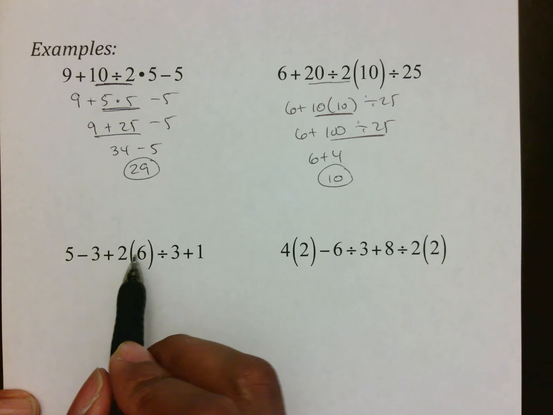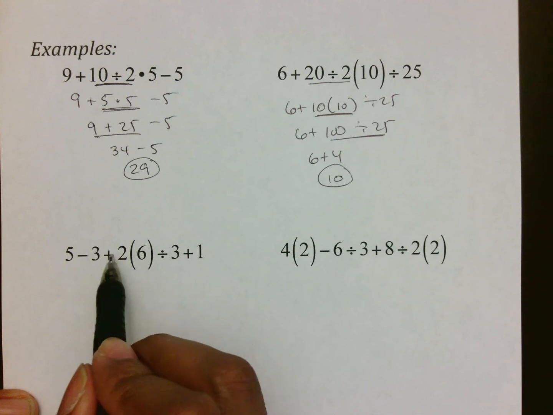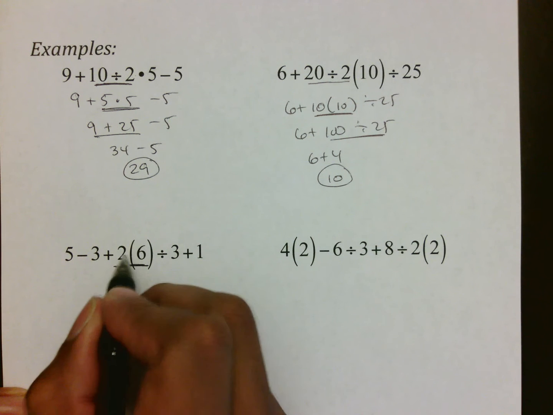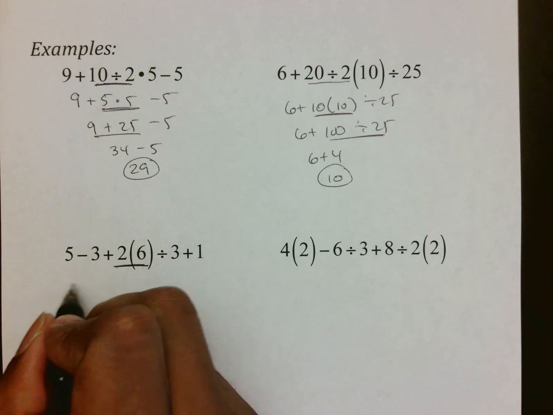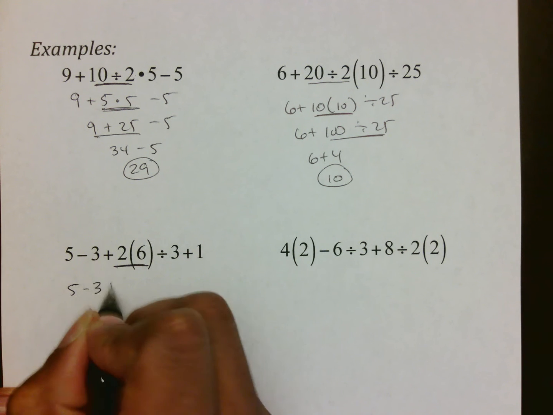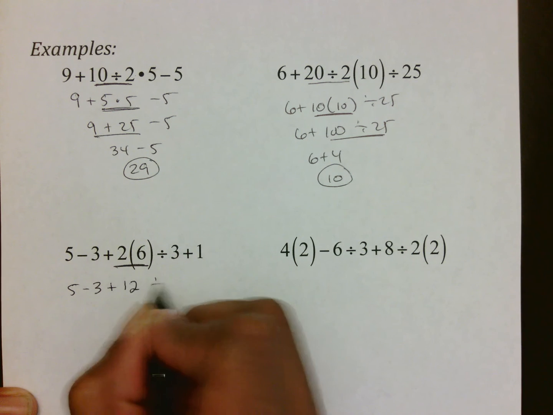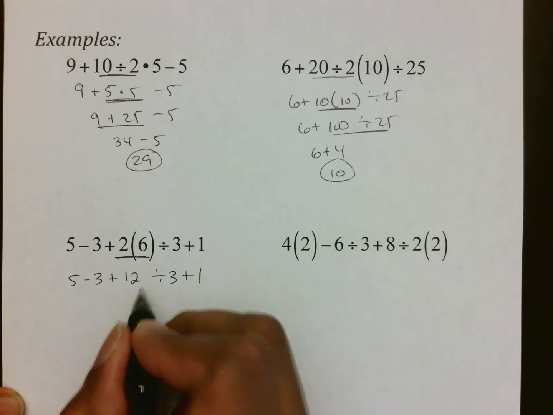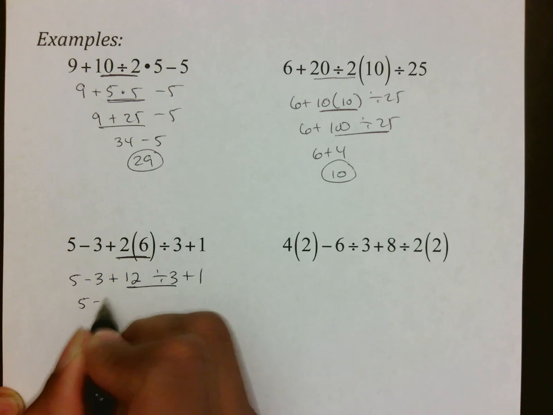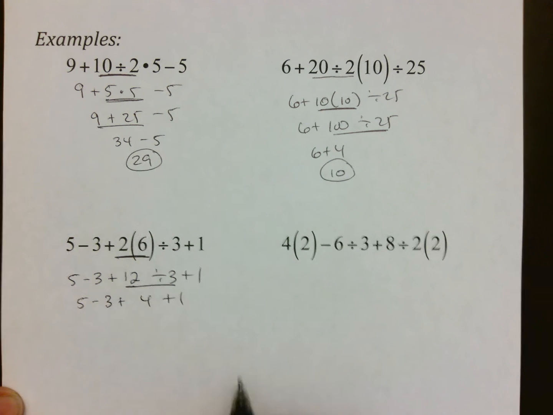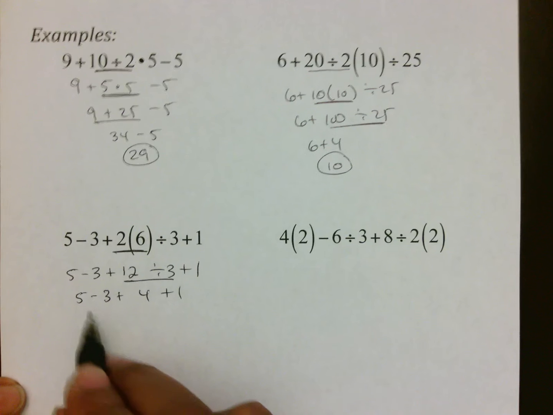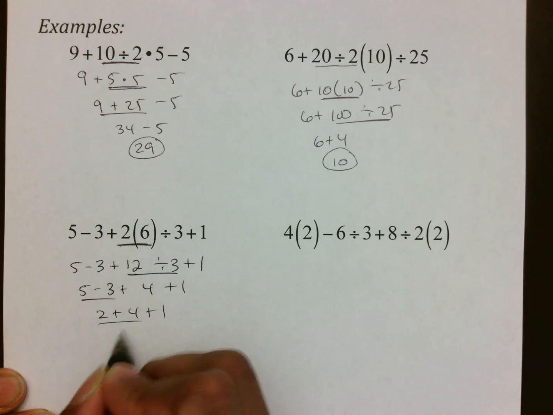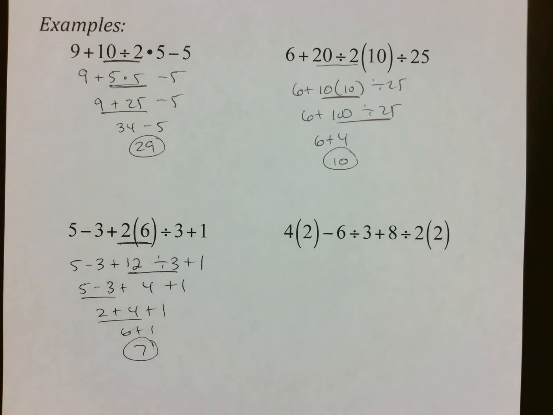Third example, again, that's not parentheses, that's just a multiplication. So you have 2 times 6 divided by 3 plus 1. But the first VIP here is your 2 times 6 because that's the first operation that's higher than addition and subtraction. So we rewrite our 5 minus 3 plus, turn 2 times 6 into 12, divided by 3 plus 1. VIP is also here, 12 divided by 3, so 5 minus 3 plus 4 plus 1. And again, once all the multiplication and division are gone, do what we did in the last lesson, which is work them out in order to get our answer.